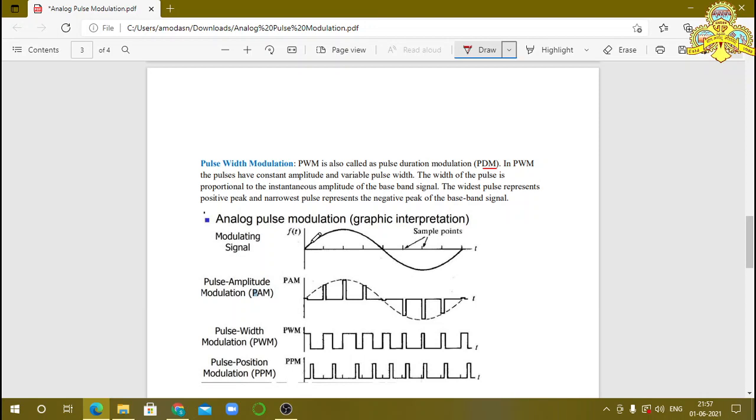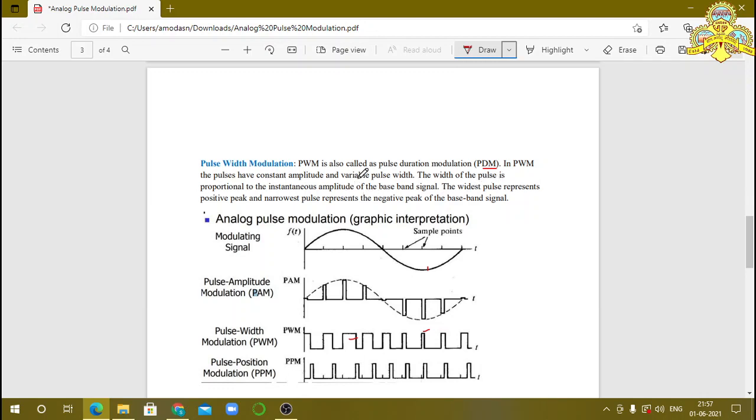Here when the amplitude of the modulating signal increases, the pulse width goes on increasing. Here we have the maximum pulse width. Then as the amplitude of the modulating signal decreases, the pulse width goes on decreasing. At the negative peak, the width of the pulse is minimum. Throughout the waveform, the width of the pulse varies, amplitude remains constant. So it is called pulse width modulation.